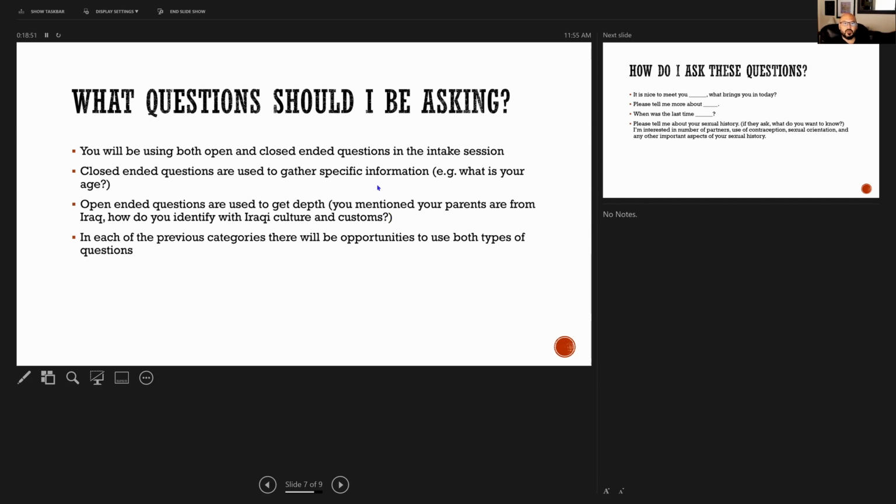And so you're going to use a combination of the two depending on what kind of information you're trying to ask. A lot of times you're going to get initial information, and then you might ask some follow-up questions, which are probably going to be more open-ended. So in each of the previous categories, there's going to be opportunities to use both. All that long list that we just went through, there's going to be opportunities for both.